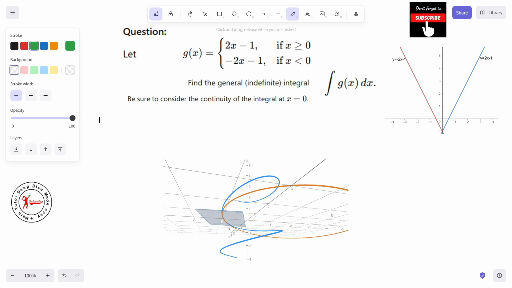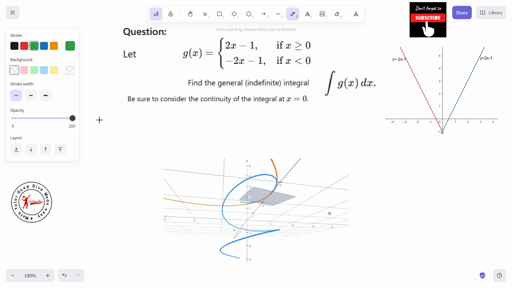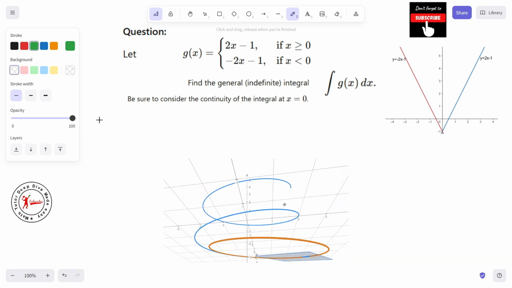The left part of the graph, for x less than 0, is coming down toward the point (0, negative 1). And the right part of the graph, for x greater than or equal to 0, is rising from that same point. That point is the tip of the V, and it lies on the vertical axis at negative 1. That tells us the function is continuous. The graph doesn't break, but there's a sharp corner at x equals 0, so the function is not smooth there.